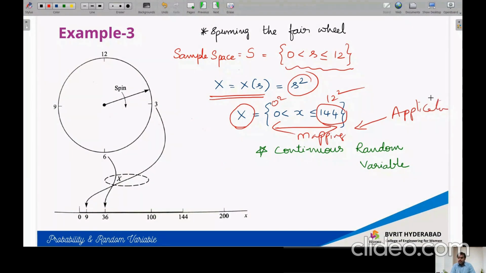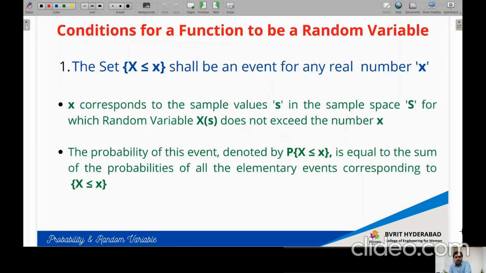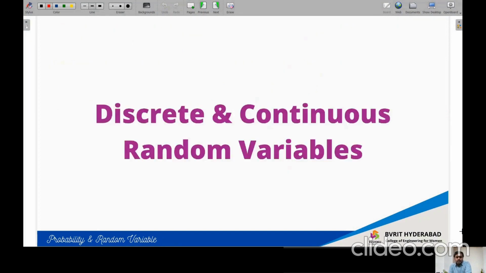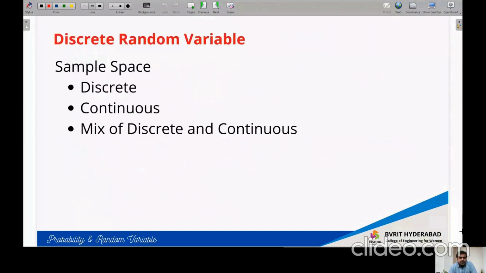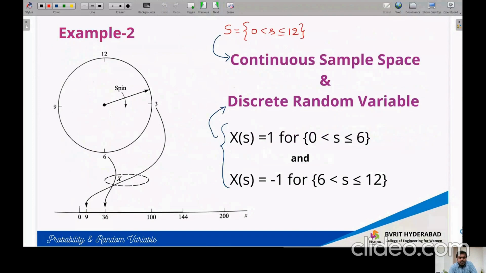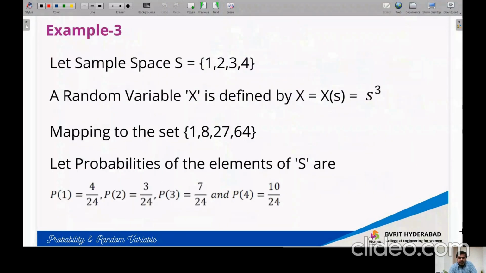Is that clear till now? Yes, sir. Since S can take any value between 0 and 12, we have an infinite number of samples, so this is a continuous random variable. Depending on the outcomes of the sample space, we call it a discrete random variable or a continuous random variable. Some more points I can mention, like discrete random variable, continuous, and a mix of discrete and continuous. I'm going to skip all these slides.